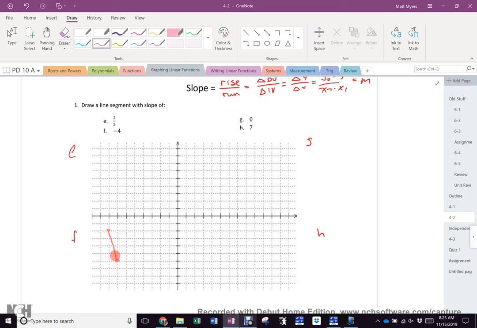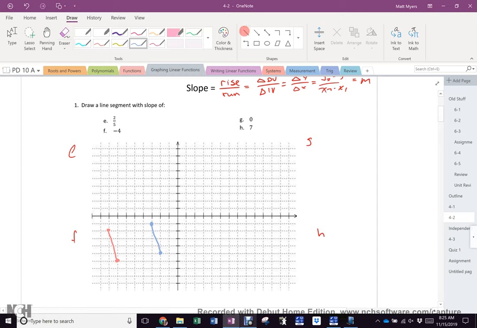Now, what if I put my first dot here? And I specifically told you, you are not allowed to go out of this quarter. That means I can't rise upwards. So what must I do? Go down, 1, 2, 3, 4. There's my negative part. How do I get a positive part now to get a negative slope? Go to the right 1, and there would be that line.